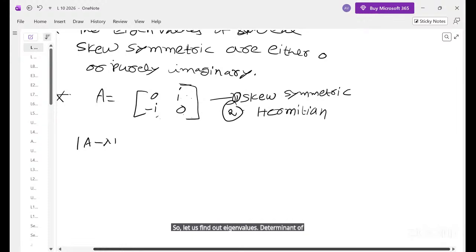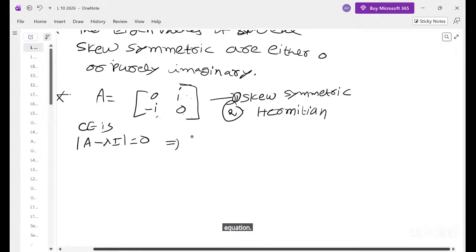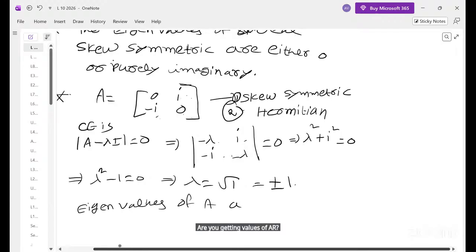Determinant of A minus lambda I is 0. This is the characteristic equation, which implies the determinant. AD minus BC: lambda square plus i square is 0. Lambda square minus 1 is 0. Lambda is plus or minus root 1. So what are the eigenvalues? Eigenvalues of A are minus 1, 1.